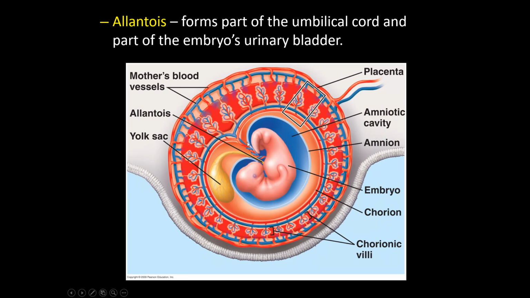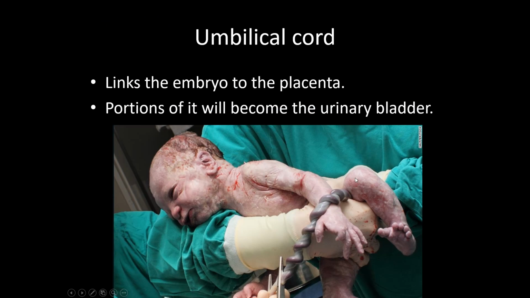The allantois is what's going to help form the umbilical cord that attaches the baby to the placenta. So here's just a picture of a nice, healthy, happy umbilical cord.